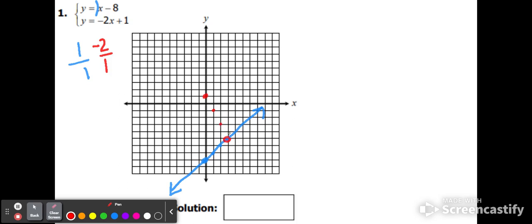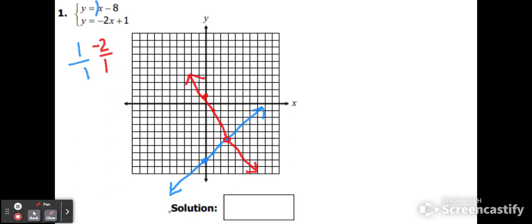And so what I would do is I would continue to graph until I can see it's going to hit my other line. And as you can see, it hits right there. So I've created my graph. Now I need my solution. So the solution will be this point.